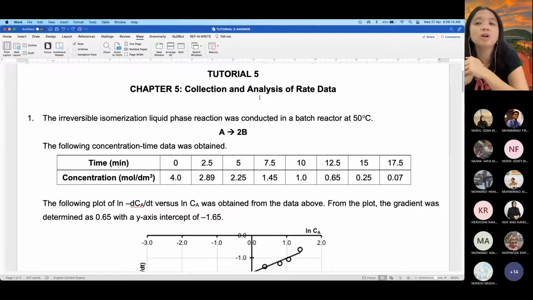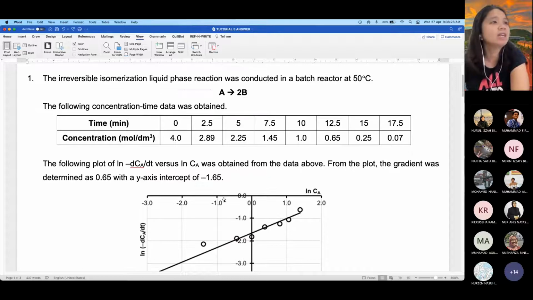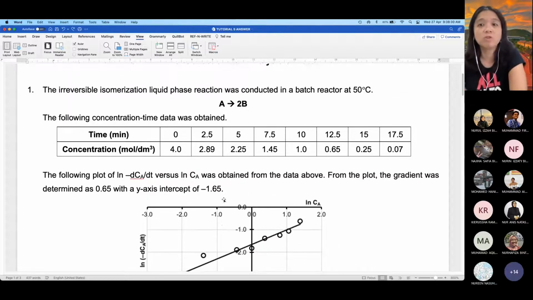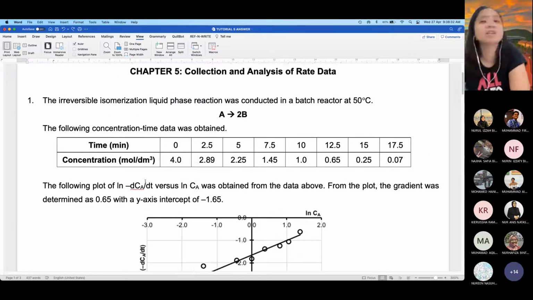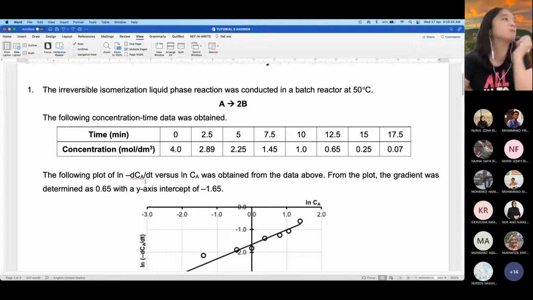Okay, so as I told you, you are free to use any software. Usually we use Excel, so make sure you're familiar with using Excel to plot the graph in order to synthesize the information. Just like in this tutorial, the graph is already provided for you. You don't have to plot. So let us see the questions for tutorial chapter 5.